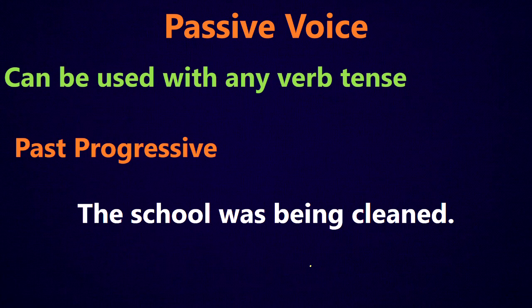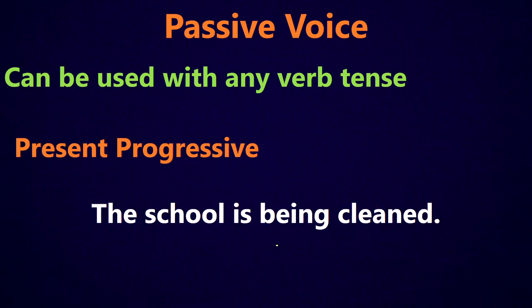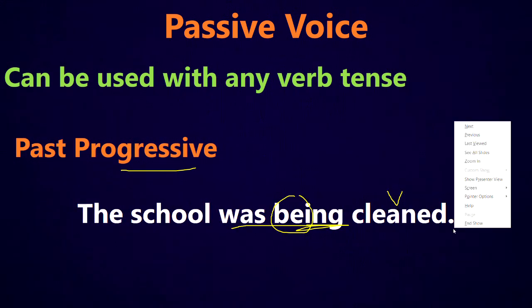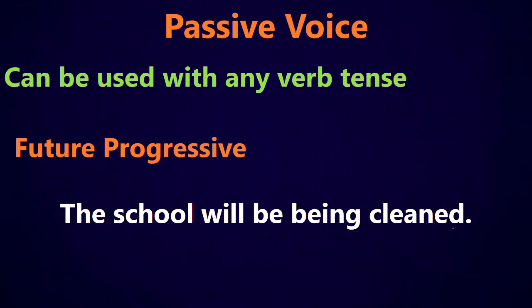Or we can use the past progressive. The school was being cleaned. So here, remember we have the be verb plus the past participle of the main verb, cleaned. Now the be verb is going to be the ing form here because we're using the progressive. So was being cleaned, is being cleaned. Future progressive, will be being cleaned. That sounds a little bit funny, but you could do it.